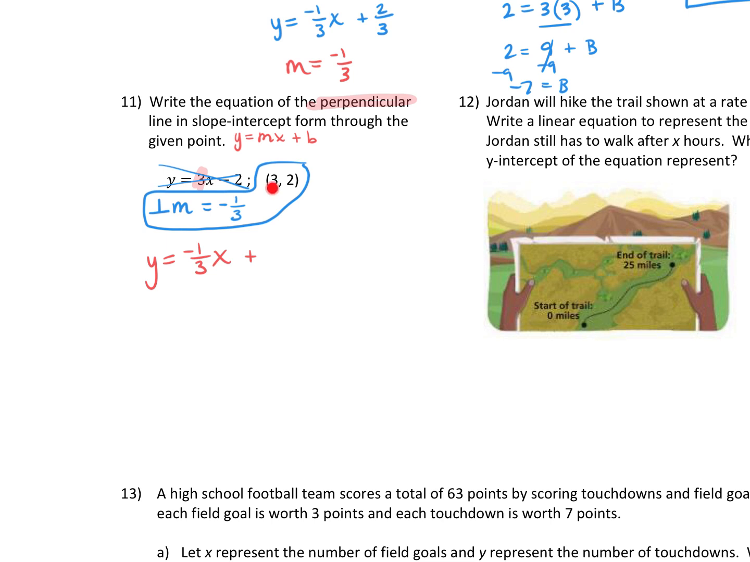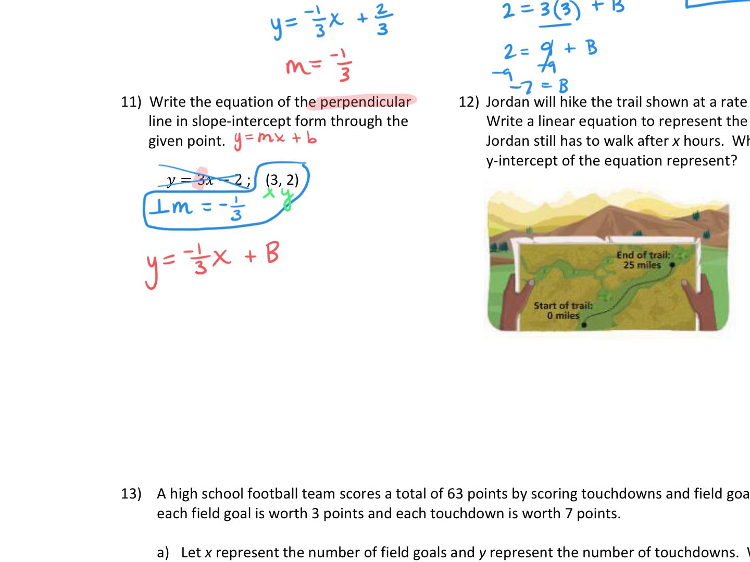All right, so we would go to the right 3, up 2. That puts us into the first quadrant. That is not on the y-axis, so we don't know our y-intercept. We can, however, use this ordered pair to help us find it. This is a helper point. It's an x and a y. Any point on the line you can use in the line.